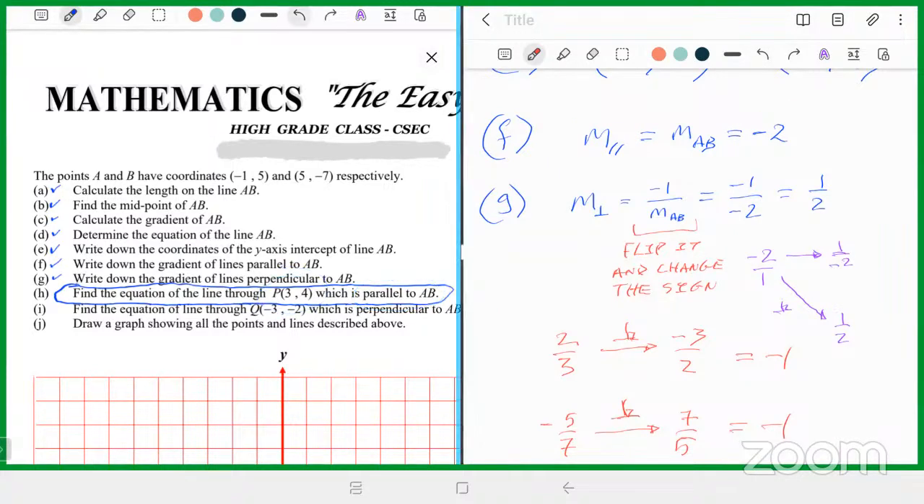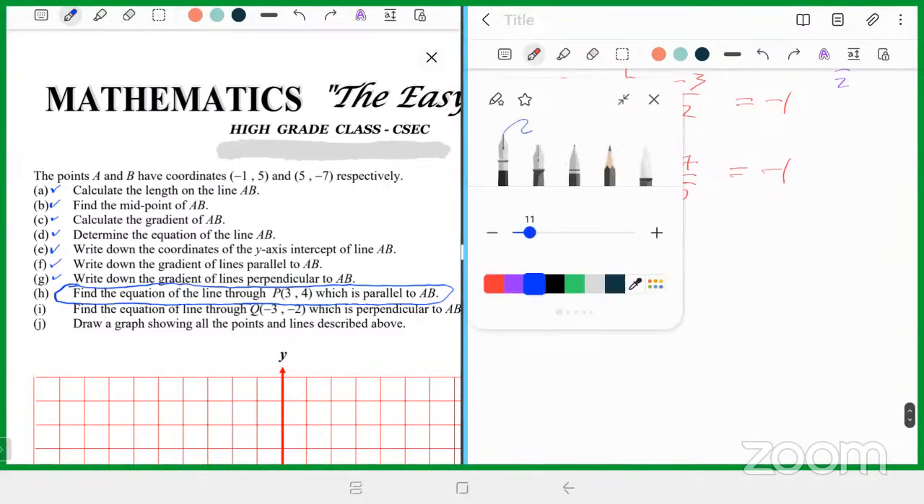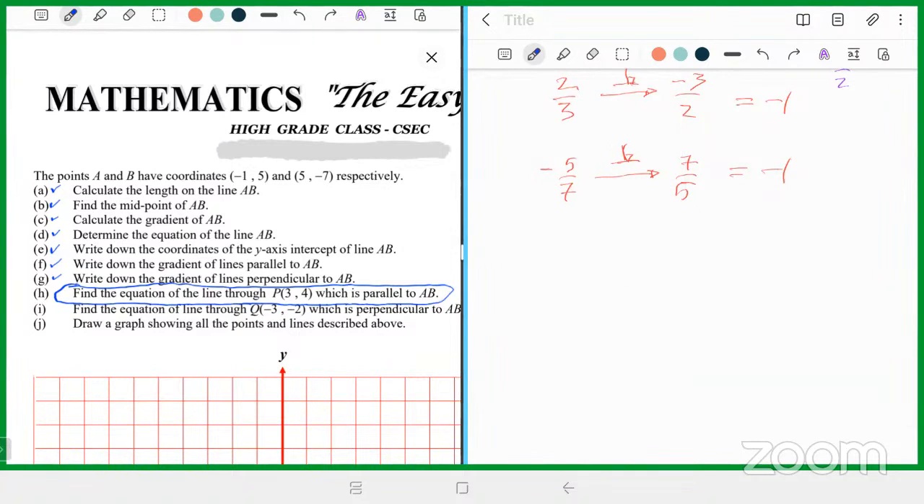So let's write down the line that they're talking about in part H. It's a line which is parallel to AB, and it passes through the point P.